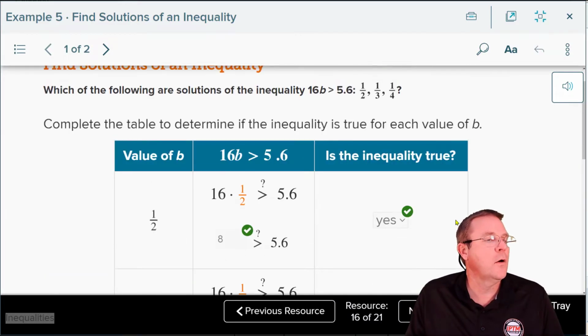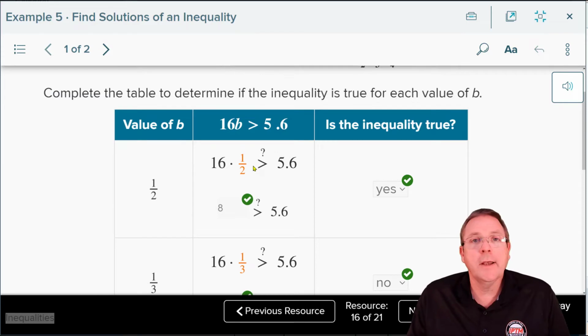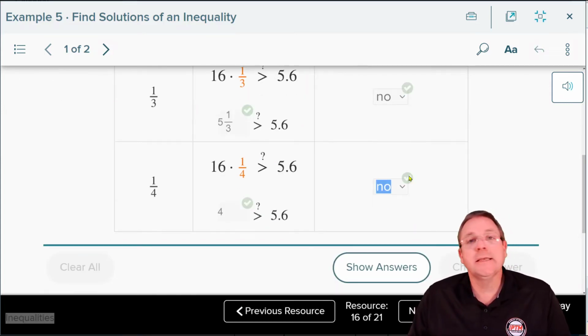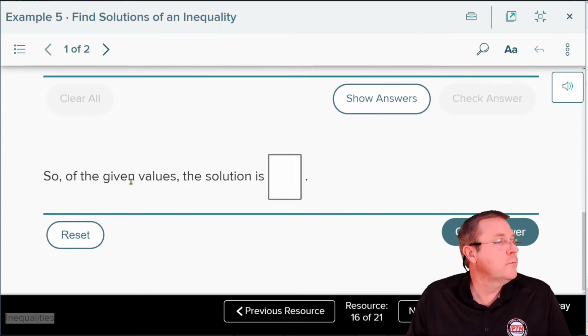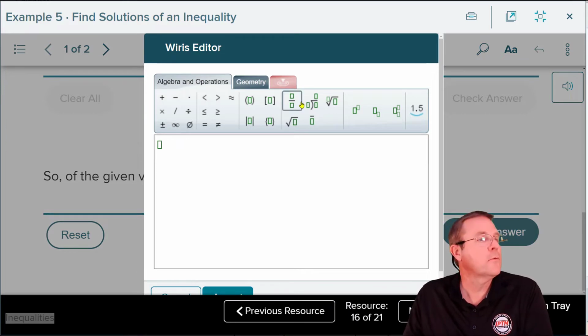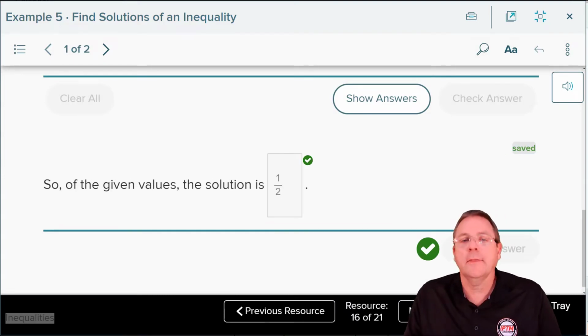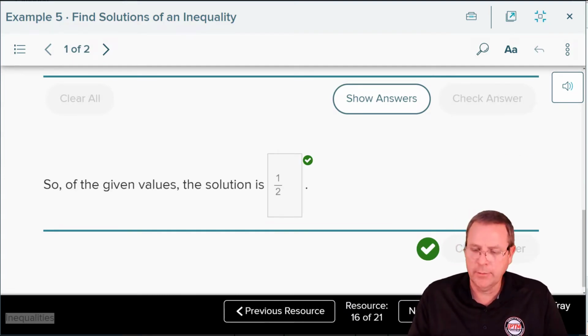And now we're good. All my answers check. So there's only one of the solutions that they gave us, and that's going to be 1/2. 1/2 is a valid value for b. Neither of the other two are good, solid answers for b because they give you false statements. So the given value of the solution is just 1/2. So we're going to put in a fraction bar, 1 over 2, accept, and check. And the answer checks. Easy math. Anybody can do this stuff. It might take a little bit of work, but you can still do it.